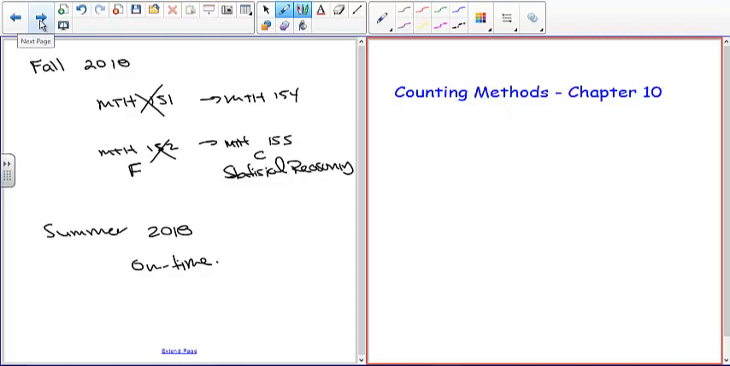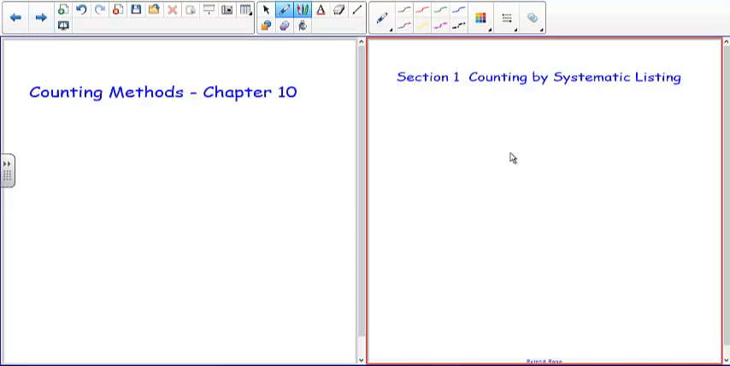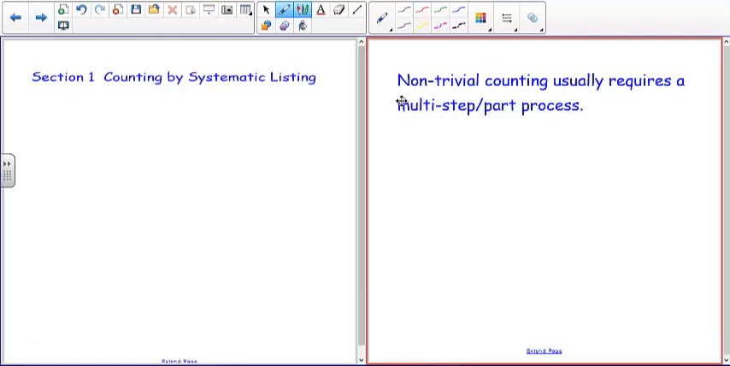Okay, so chapter 10, counting methods. What we're going to do first is section 1, which is the rudimentary idea of how you count things, how you figure out how many ways something can be arranged. We'll start with how many ways can so many be... well, let's keep going on. Don't get carried away here. Okay.